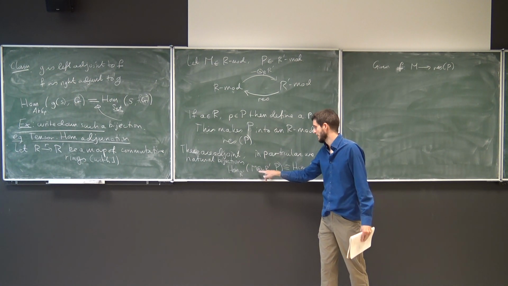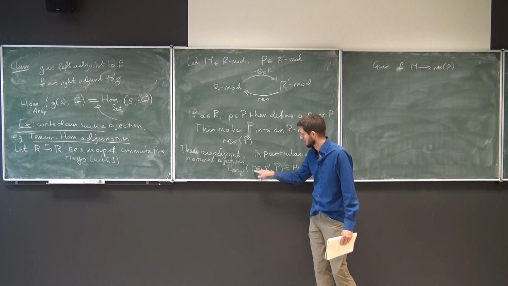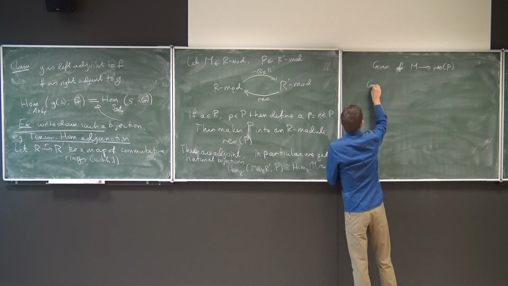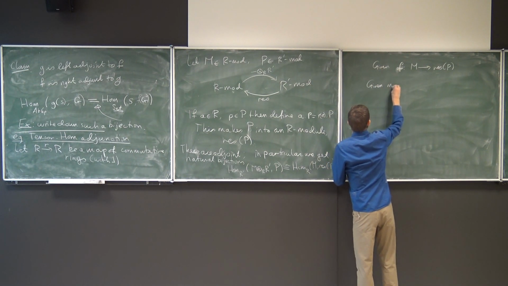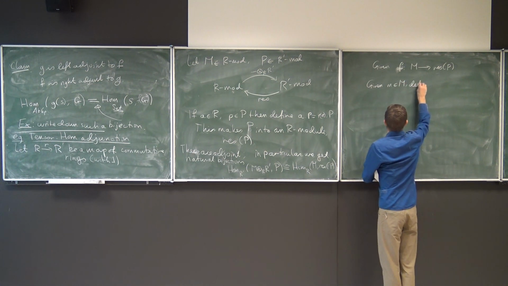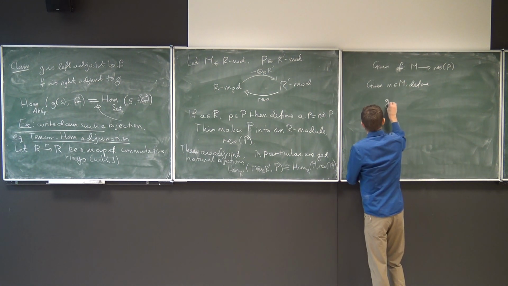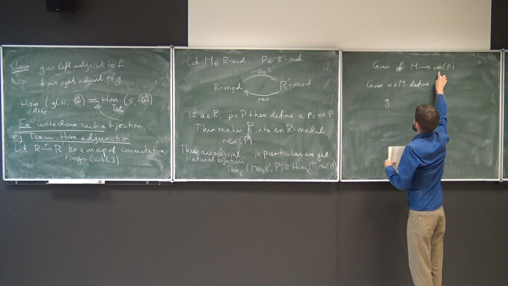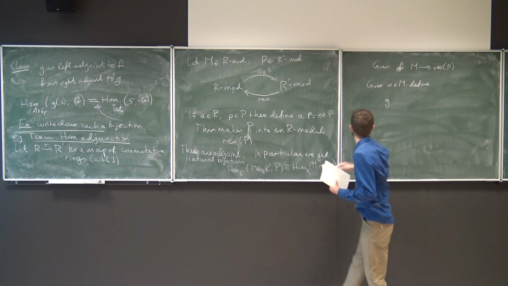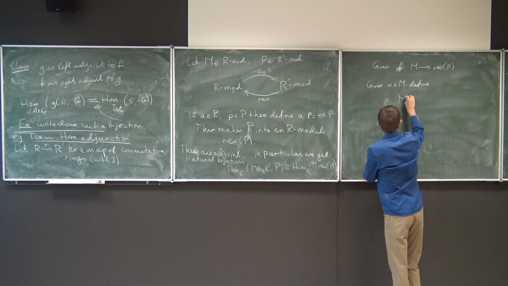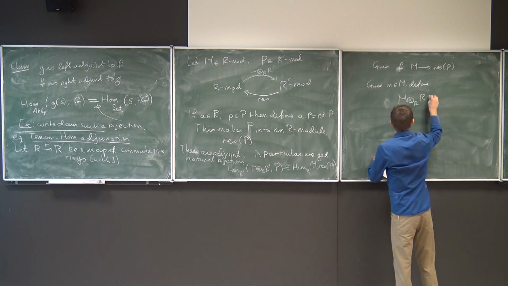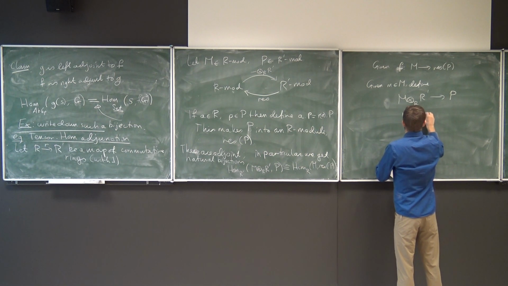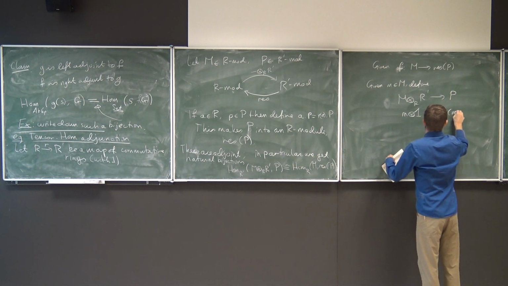So it's enough to define this map on generators of M tensor 1. Let me write this more precisely. Given a little f from M to the restriction of P, what I want to make is a map from this tensor product to P. I'm going to define it by sending m tensor 1 to f of m.